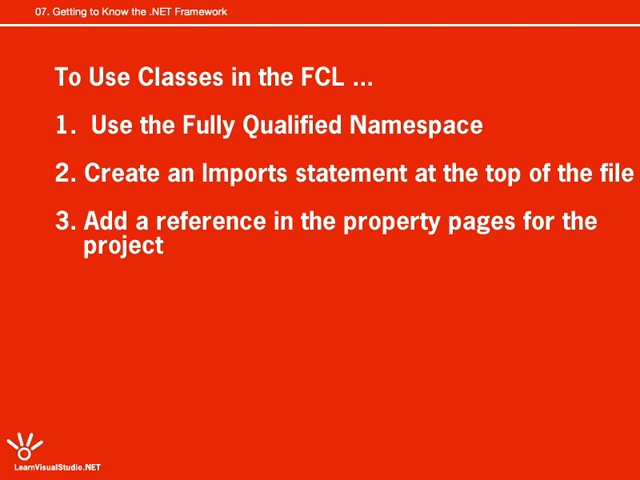Whenever you find a class that you need to use for your application, whether that class is to access a database or open an XML file or just open a file on your hard drive or write a form to the screen, whatever it is, you're going to need to do one of three things in order to access those classes. First, you can use a fully qualified namespace in front of the class name, or secondly, you can create an import statement at the very top of the file for the namespace in question, or thirdly, you can add a reference in the property pages to the namespace that contains the classes you need to use. I'm going to show you how to do all three of these right now.